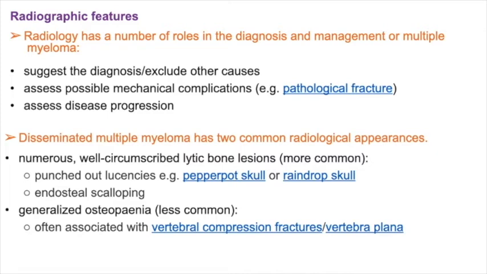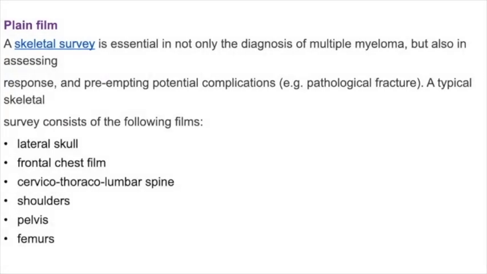The other characteristic in these well circumscribed lesions is endosteal scalloping. And then in the case of generalized osteopenia, we have vertebral compression fracture or vertebra plana. And for you, it's very important to know this for the diagnosis of multiple myeloma.